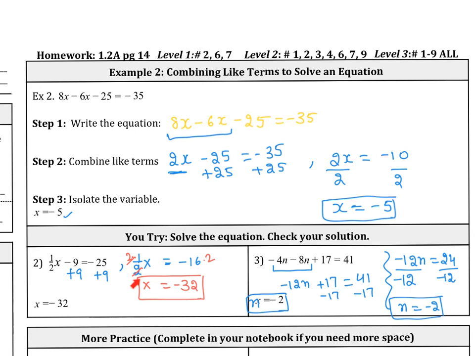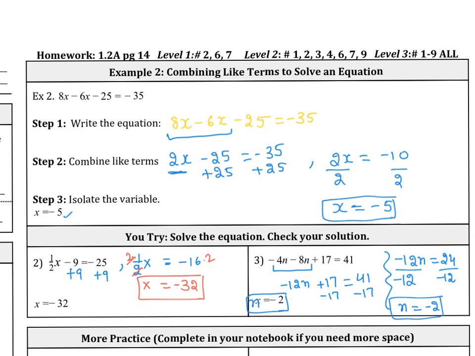Now you're going to remove the 2. To remove the 2 from the bottom, or from the division, you're going to multiply by 2 on both sides. Then x will be by itself, and negative 16 times 2 would be negative 32.